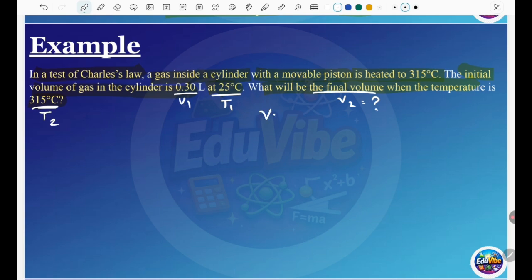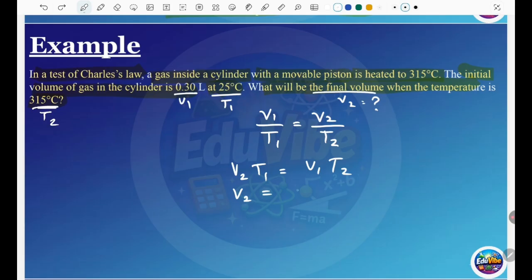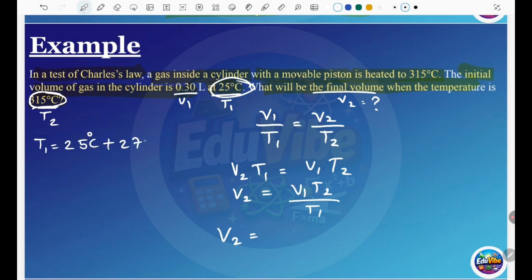Your formula is V1 upon T1 is equal to V2 upon T2. You have to find V2, so do the cross multiplication: V2 T1 is equal to V1 T2. So V2 is V1 T2 upon T1. But the temperature is in degrees Celsius, so you have to convert it into Kelvin. T1 is equal to 25 degrees Celsius plus 273.15, and you will get 298.15 Kelvin.